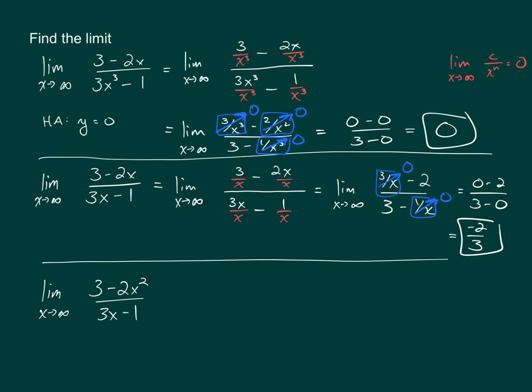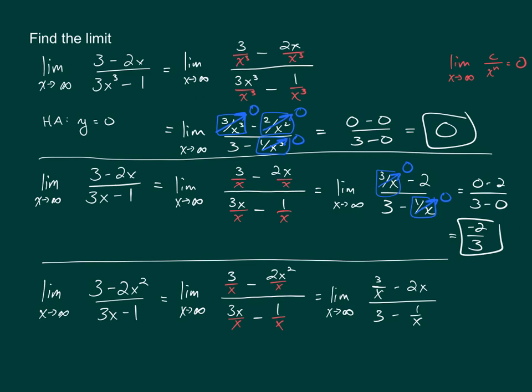In this last example, we're going to do the same thing as we did in this example. Divide all the terms by the highest power of x in the denominator, that is x to the first power. It'll look something like this. So I've already divided all of the terms by x over here and simplified everything. And I know that this portion and this portion are going to go to 0. And so that leaves me with the limit as x approaches infinity of negative 2x over 3.